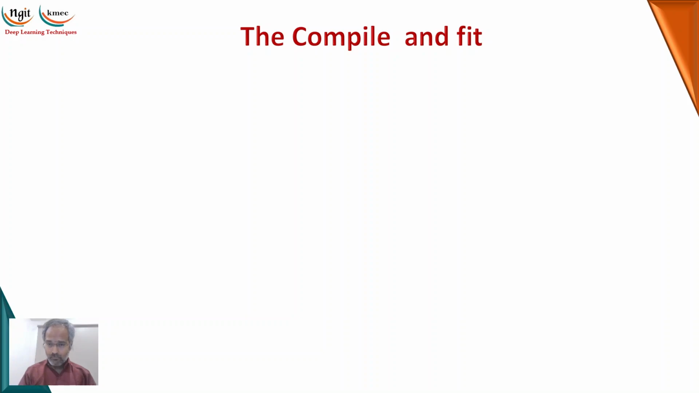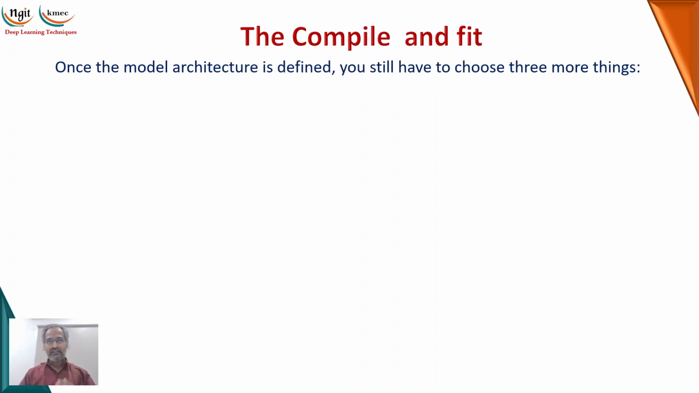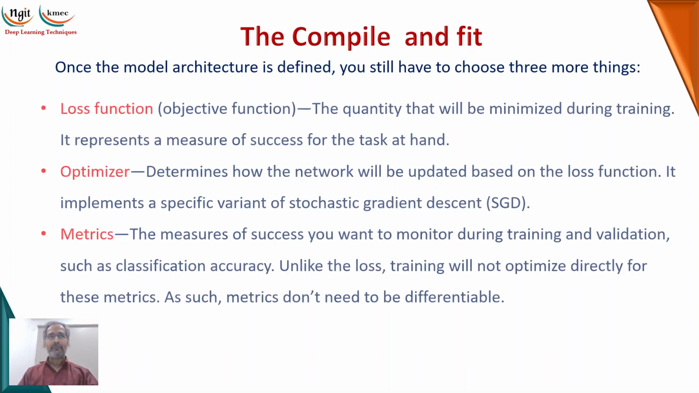Once you build the model, then you have to compile it and you have to fit the model for training. Then only it will be useful. So how can we compile? Once the model architecture is defined, you have to perform some operations. You have to think about three important points. That is the loss function, optimizer, and metrics.